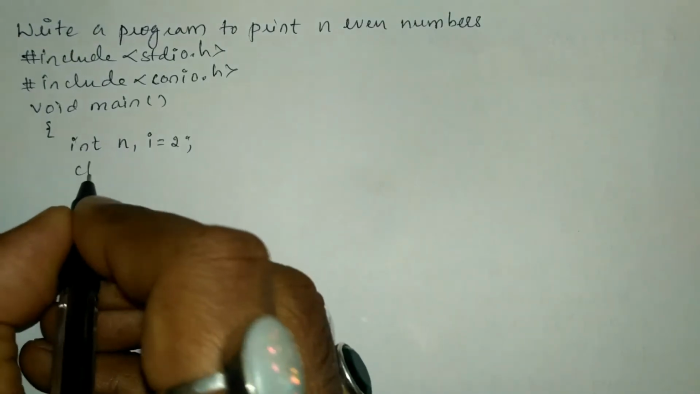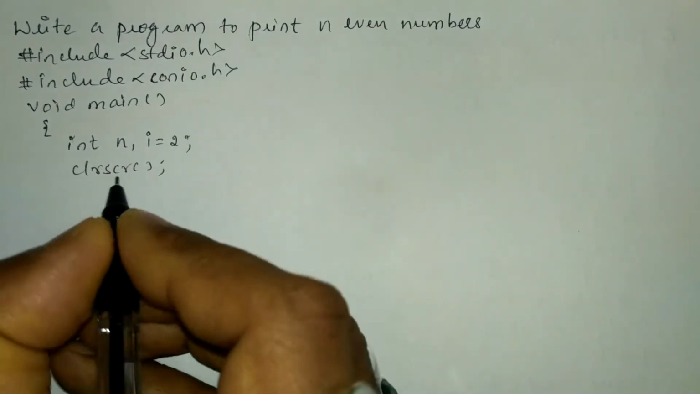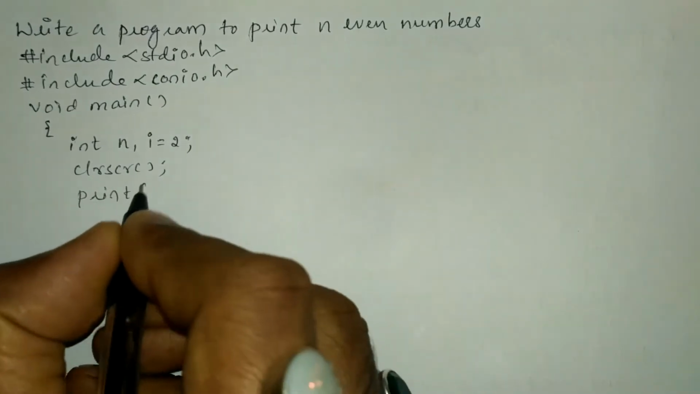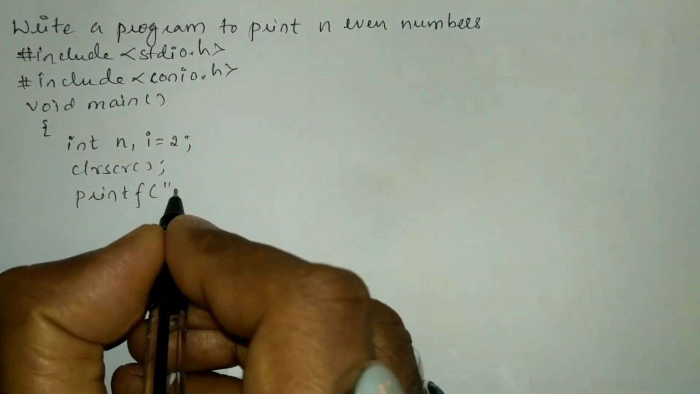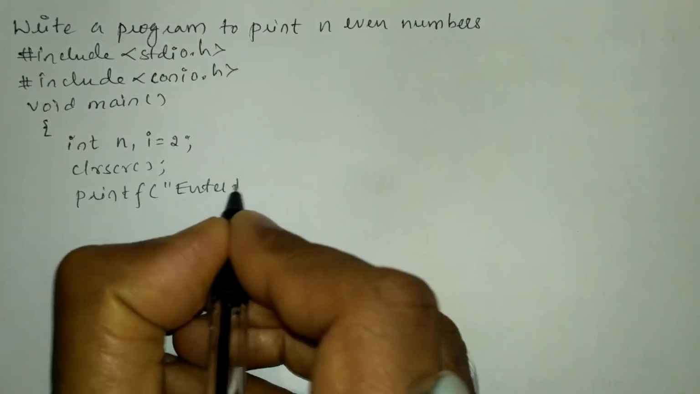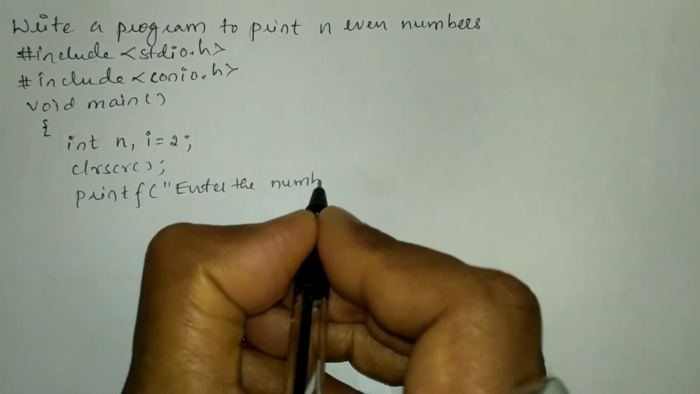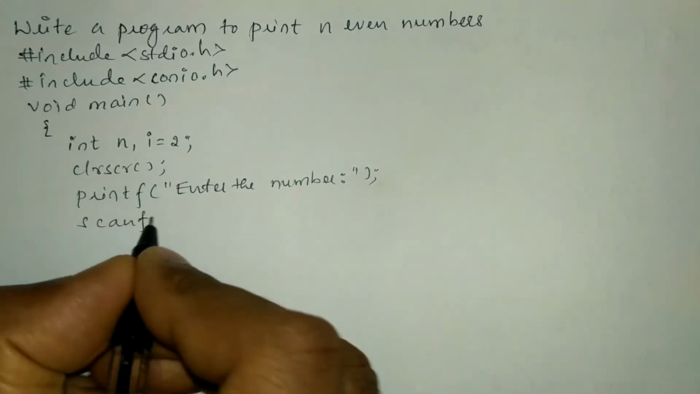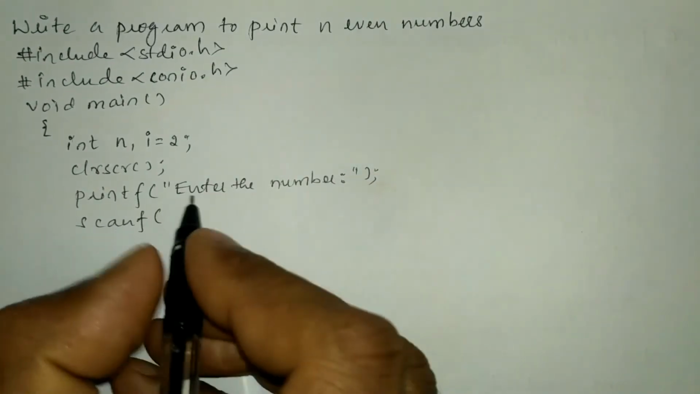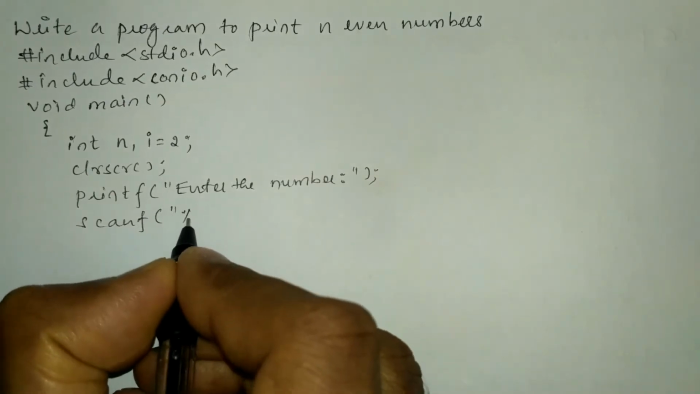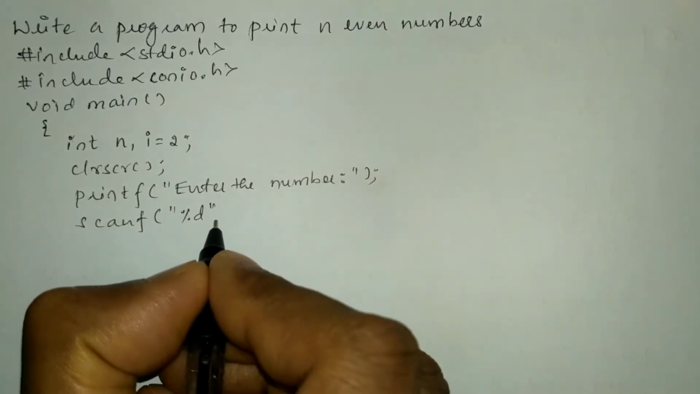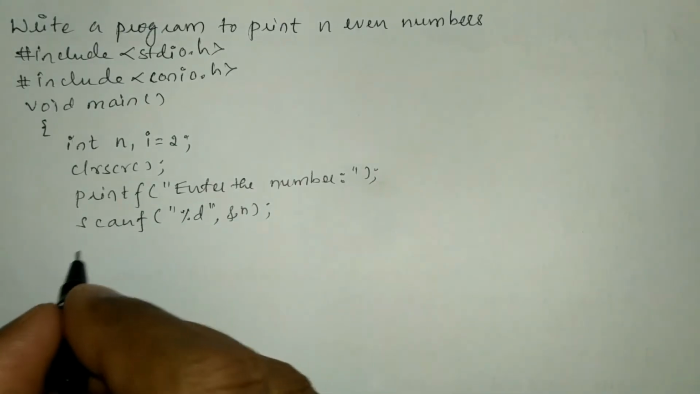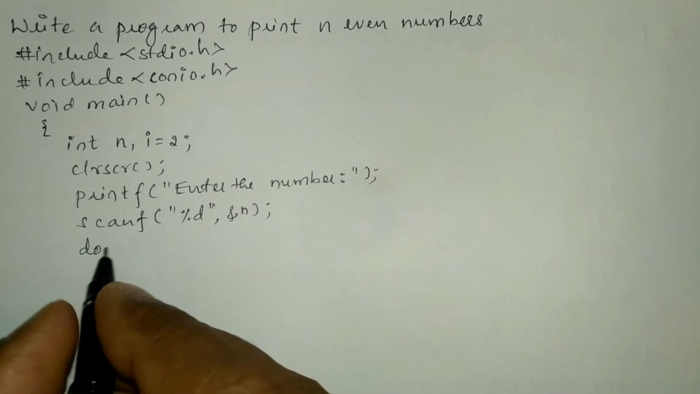Okay, next we'll write the clrscr function, which is used to clear the screen. Now we will ask the user to enter the number using a printf statement. In a double quotation mark I'll write "enter the number". Now end the double quotation mark and put semicolon, and here we are going to receive the input from the user through keyboard using a scanf statement. In a double quotation mark I'll write %d, end the double quotation mark, put comma, ampersand of n, and then put semicolon.